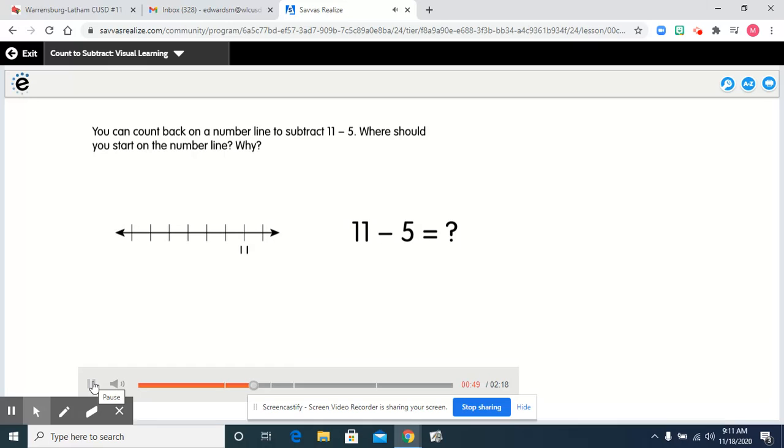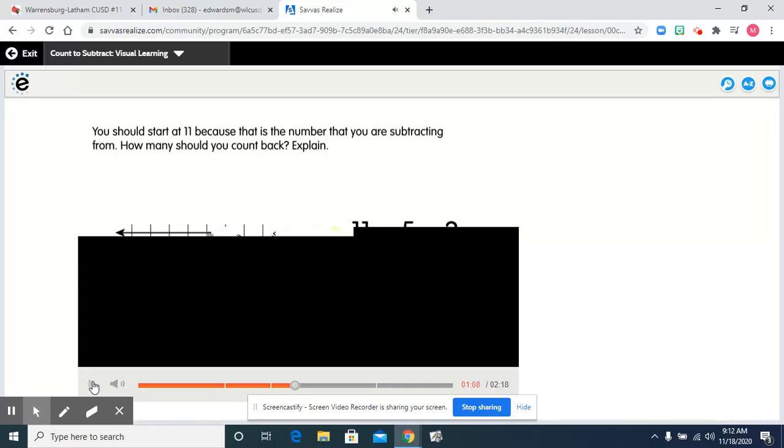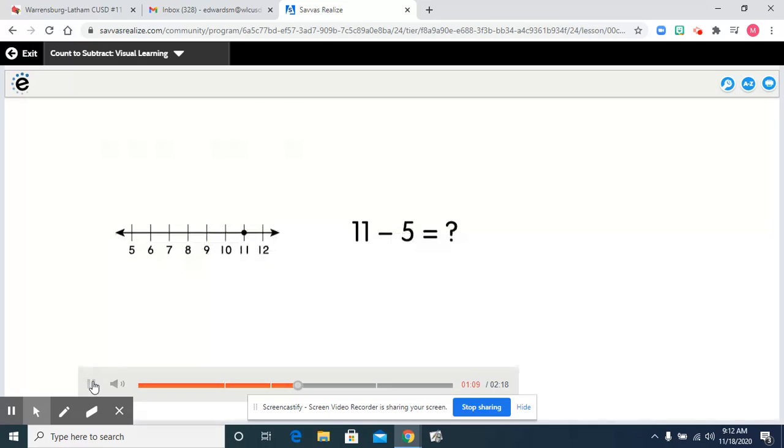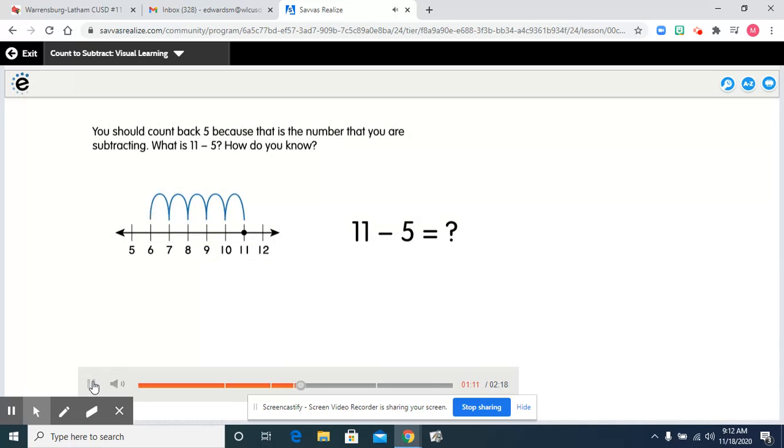You can count back on a number line to subtract 11 minus 5. Where should you start on the number line? Why? You should start at 11 because that is the number that you are subtracting from. How many should you count back? Explain. You should count back 5 because that is the number that you are subtracting.